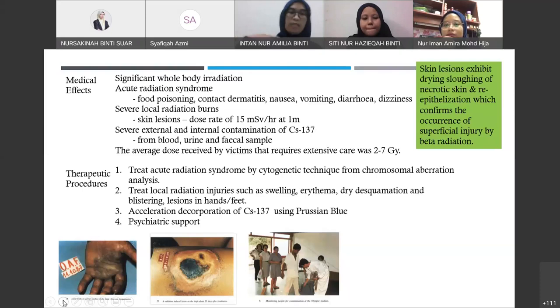They treat the acute radiation syndrome using cytogenetic techniques from chromosomal aberration analysis. They also treat local radiation injuries such as swelling, erythema, and blistering. Also, there were efforts to accelerate the decorporation of cesium-137 using a drug called Prussian Blue. And also, it is very important to provide psychiatric support due to the shock of the radiation.